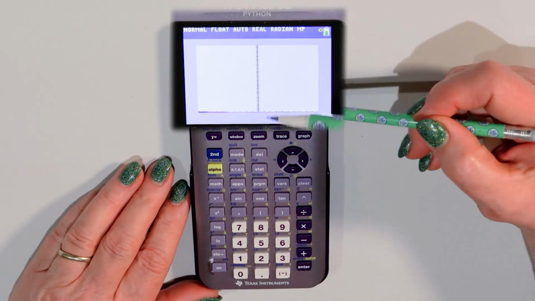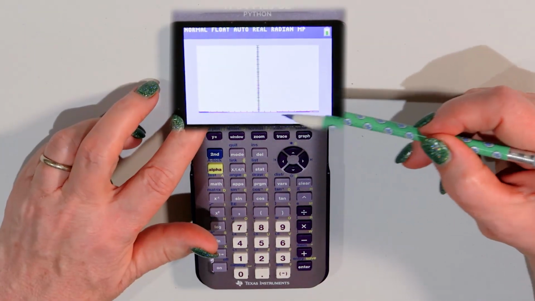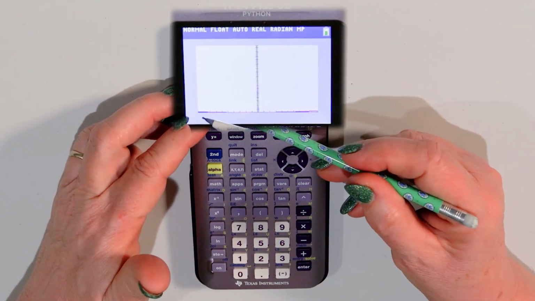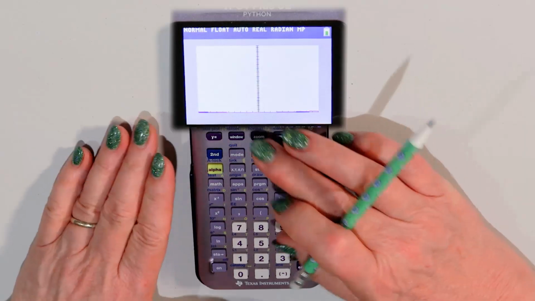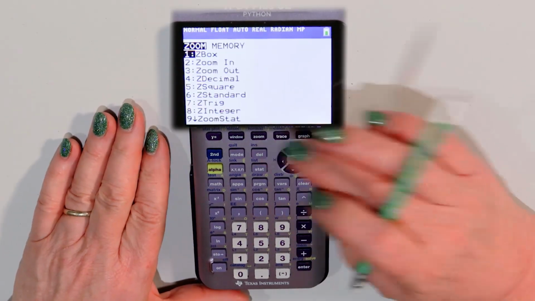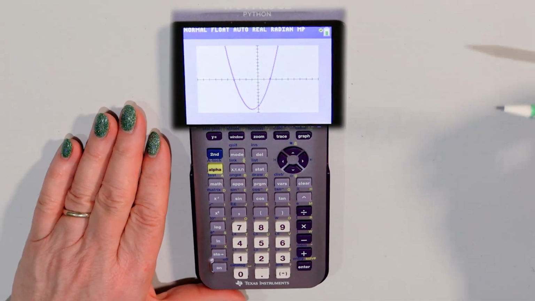So then when I graph it, even then I still got this very dark line. But see how this is still very low because my graph isn't going very far up in from -10 to 10 in terms of my X's. And let's say you make a mistake and you're like, oh no, this is wrong. Go back to Zoom, go to 6 standard, and you're back to your normal screen.